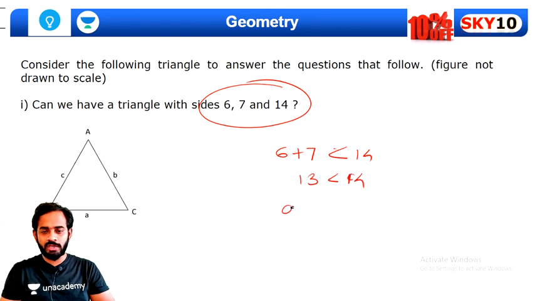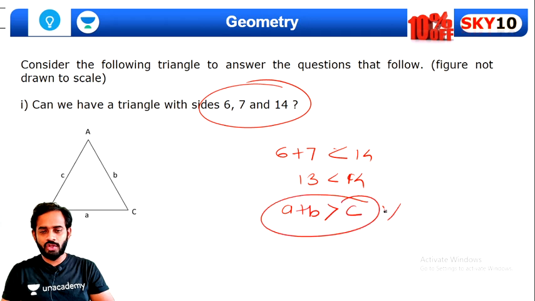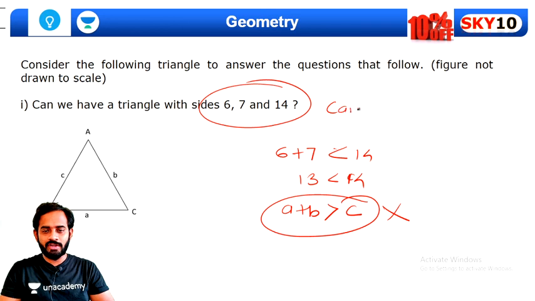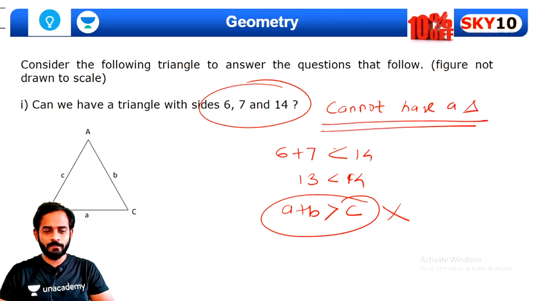But actually a plus b should be greater than c, which is not getting satisfied over here. That's why we cannot have a triangle with these sides. Okay, we cannot have a triangle with these sides. I hope there is no doubt, guys.